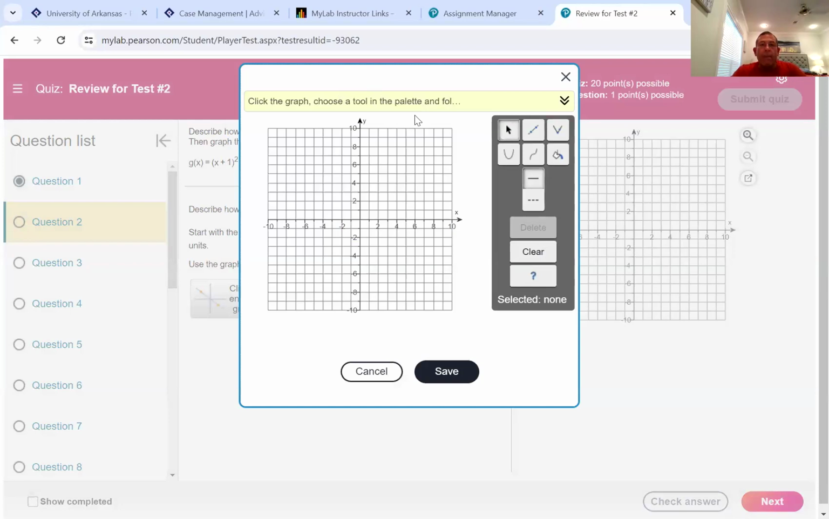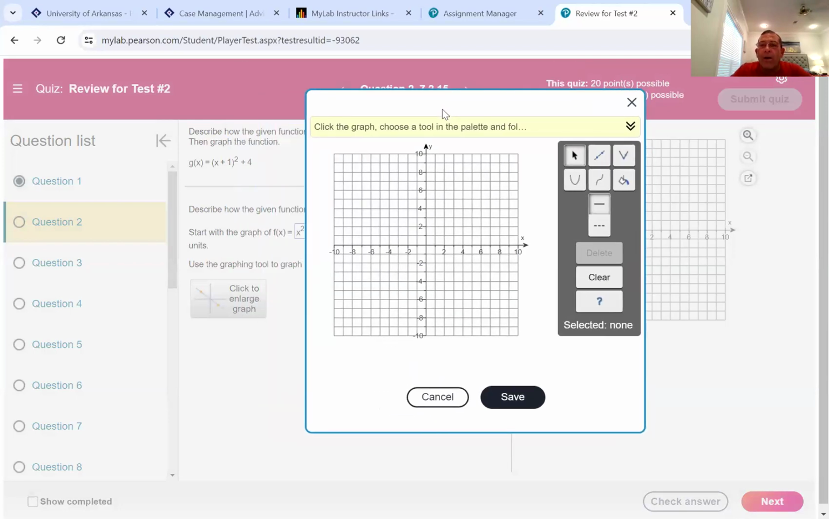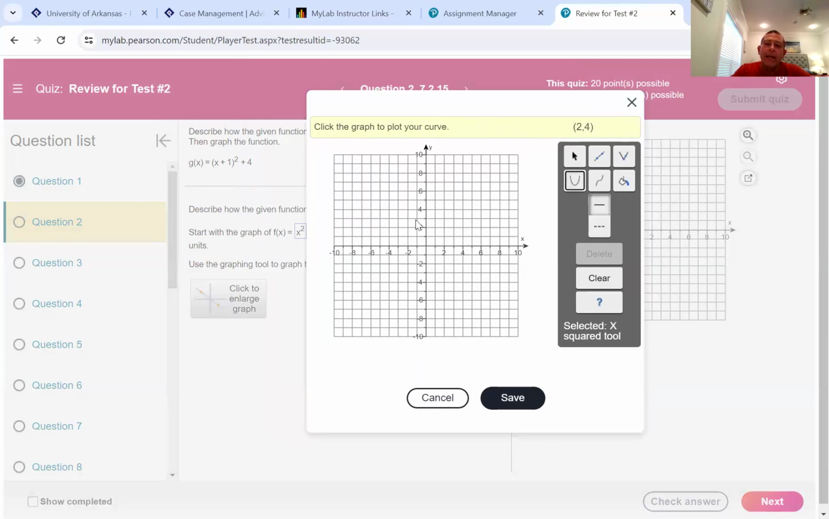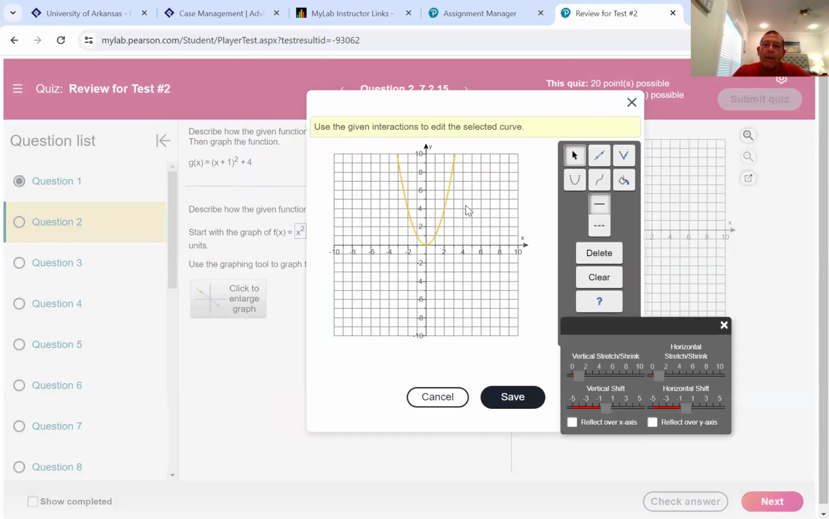So that was an x squared graph. So you're going to use the U-shaped x squared tool. Click it, and then click anywhere on the graph you want. It'll always start at the center. So the +1, I said, move me left 1. So that'd be horizontal. So I'm going to move horizontal to -1 for left.